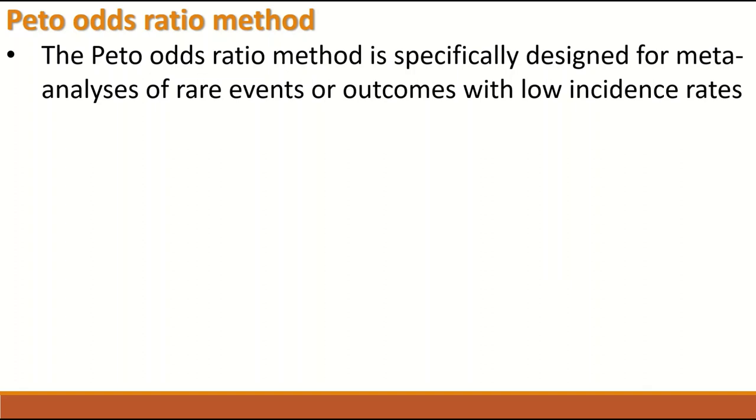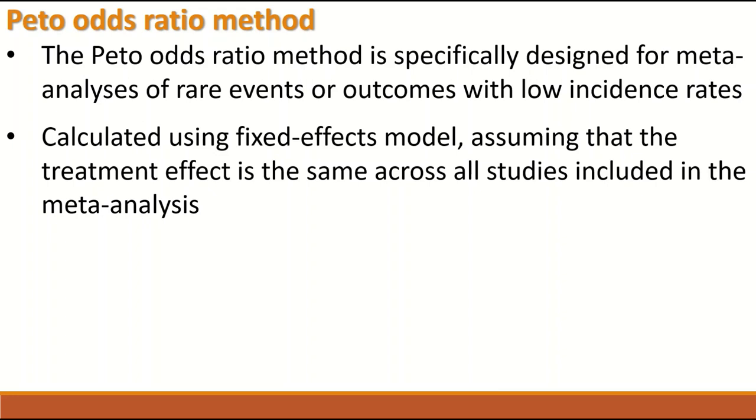So the Peto odds ratio method is specifically designed for performing meta-analysis when the events are rare or the outcome occurs with a low incidence rate. It is calculated using the fixed effect model, assuming that the treatment effect is the same across all studies included in the meta-analysis. So the Peto odds ratio is used when the fixed effect model is chosen.